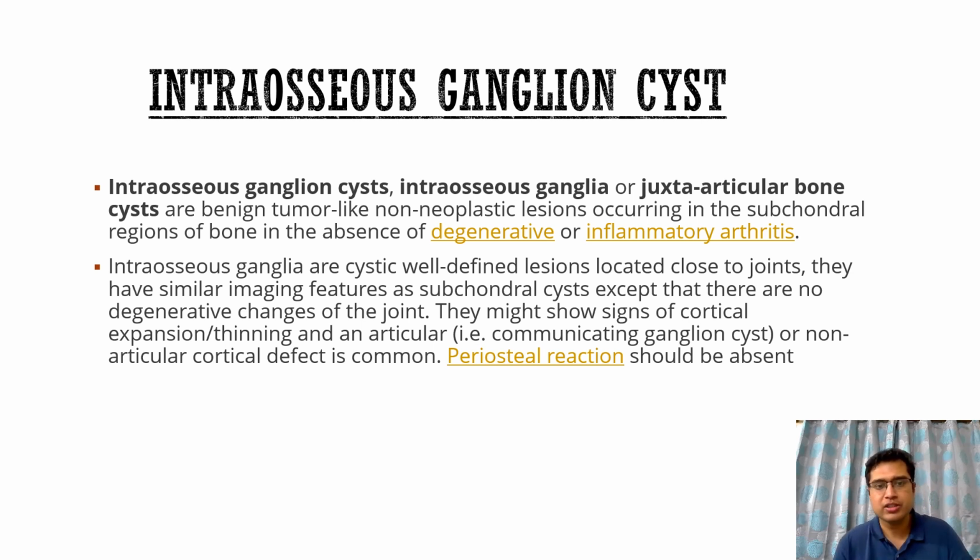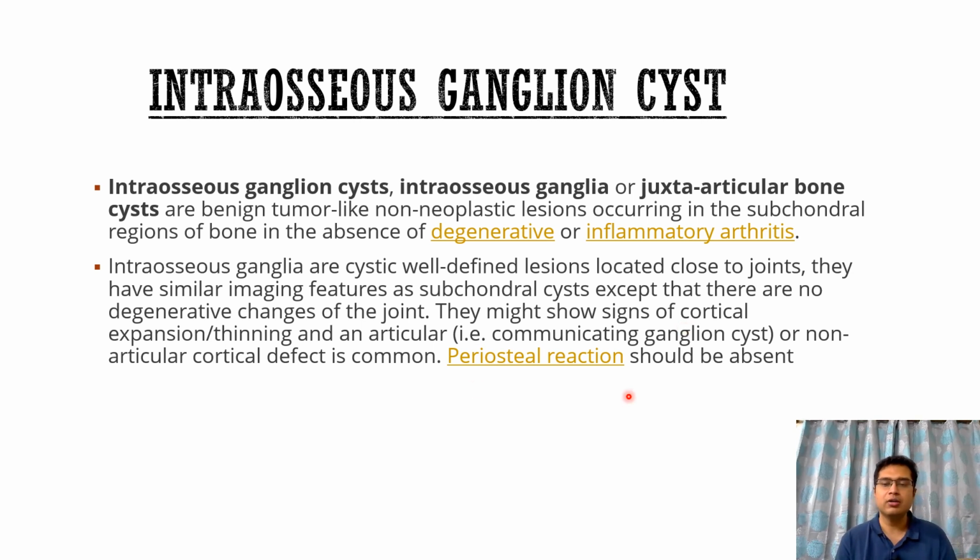It was a case of intraosseous ganglion cysts, which are actually benign tumor-like non-neoplastic lesions which occur in the subchondral regions of the bone. In the absence of any degenerative or inflammatory arthritis, intraosseous ganglia are cystic, well-defined lesions which are located close to the joints, and they have similar imaging features as subchondral cysts, except that there is no degenerative change of the joint.